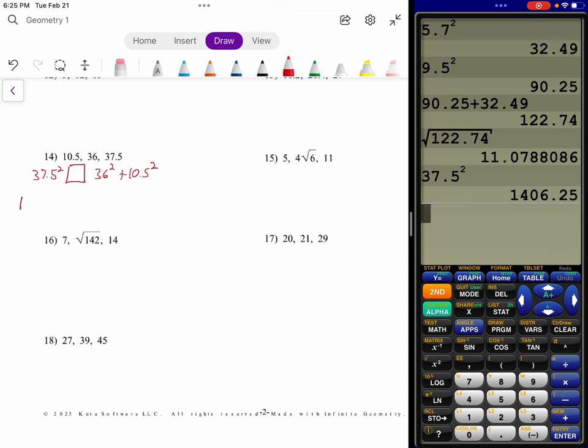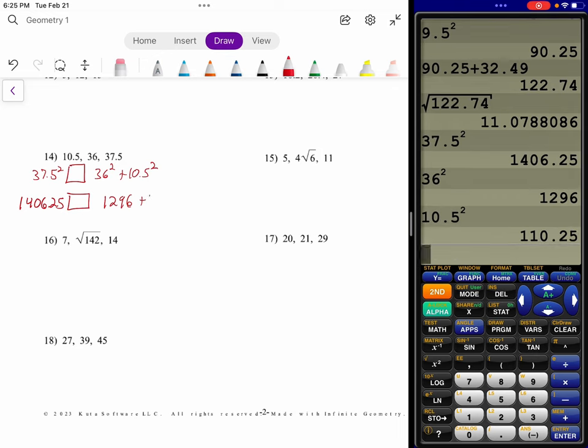That is 1,406.25. 36 squared is 1,296. And 10.5 squared is 110.25. Well, let's add those 2 on the right together. That's 1,296 plus 110.25.